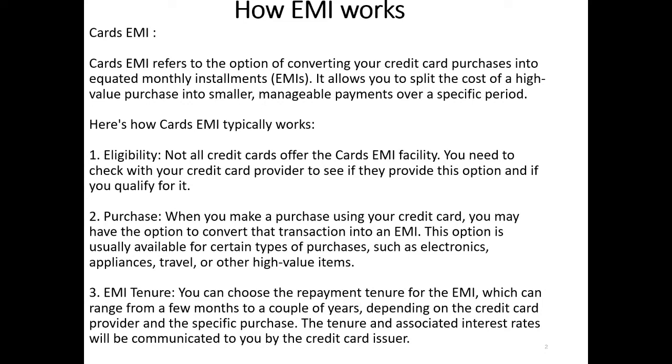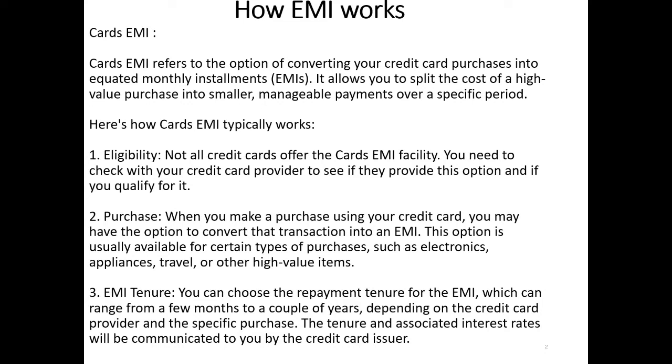Now next is the purchase. When you make a purchase using your credit card, you may have the option to convert that transaction into an EMI. This option is usually available for certain types of purchase such as electronics, appliances, travel or other high value items. Suppose you did the transaction and you are checking all those transactions online. So you can see whether those purchases are eligible for EMI or not.